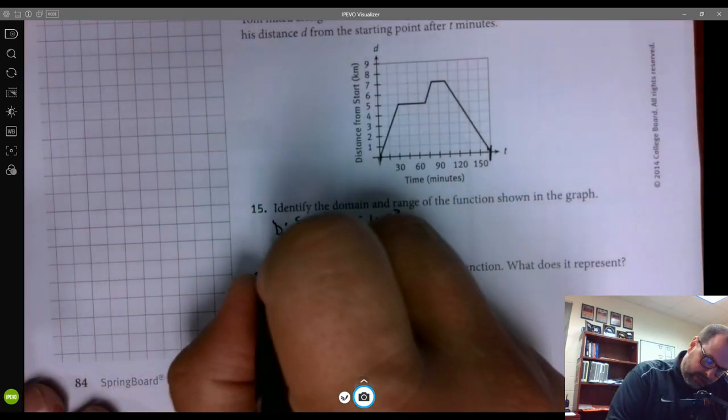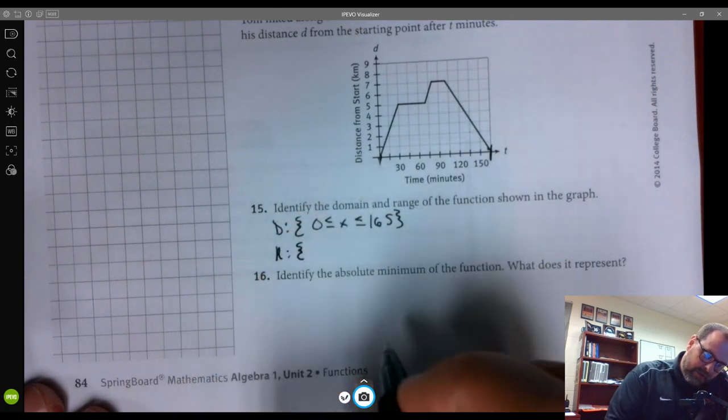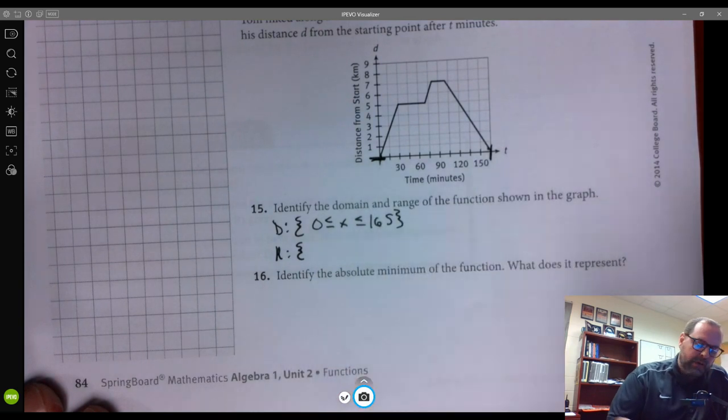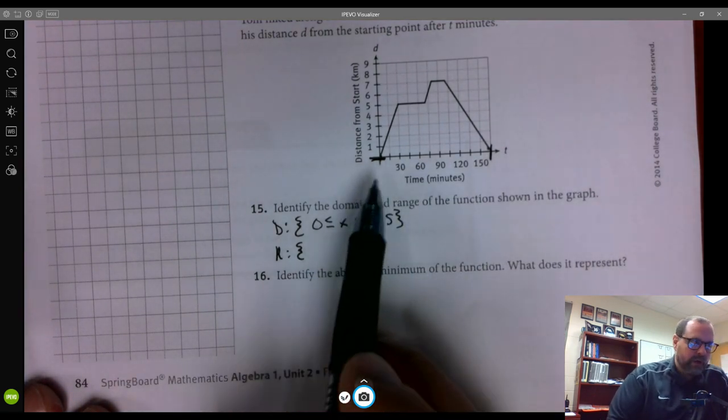Now, the range. This is where people get thrown off, because they'll say, oh, well, it goes here and it goes there, so it's 0 to 0. No, no, no.